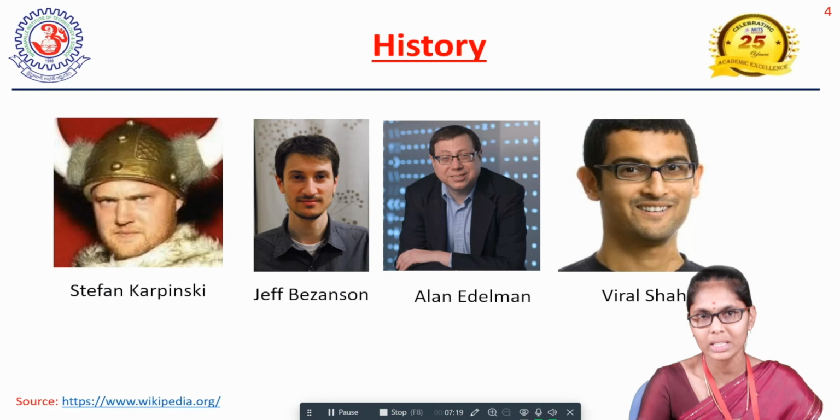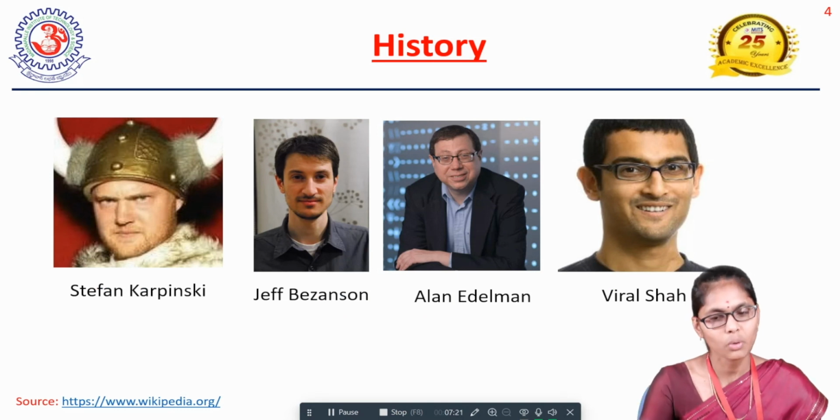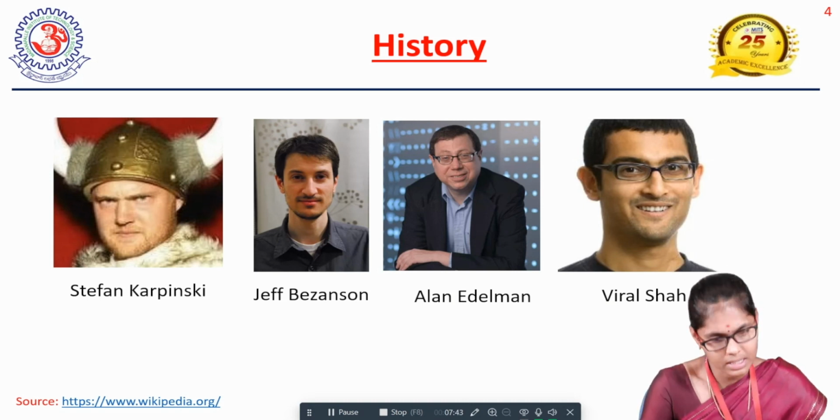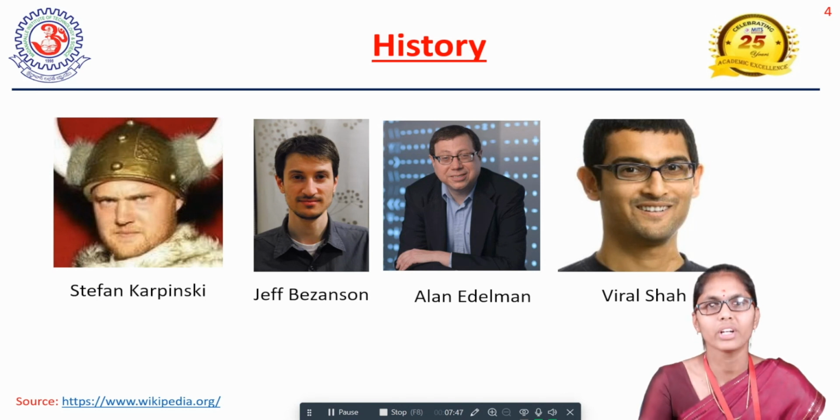So here we go with the history of Julia programming. Those four are the developers of Julia programming: Stefan Karpinski, Jeff Bezanson, Alan Edelman, Viral Shah. These four people are the reason behind Julia programming. The thought of developing this language was conceived by Stefan Karpinski. Stefan Karpinski is a US-based computer scientist. He was working on a network simulation-based tool.